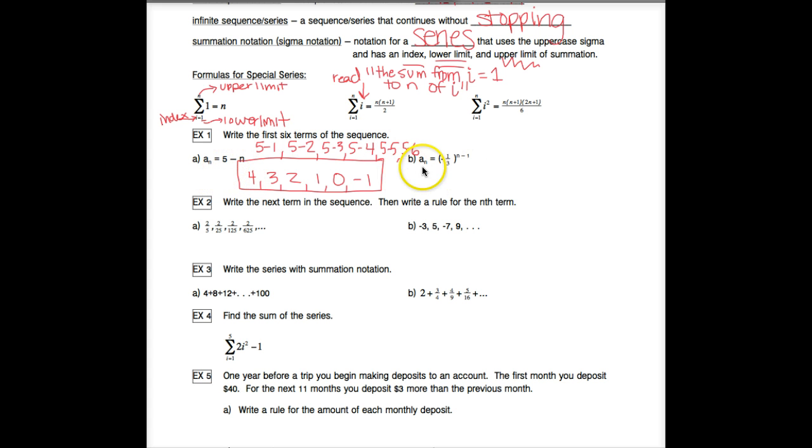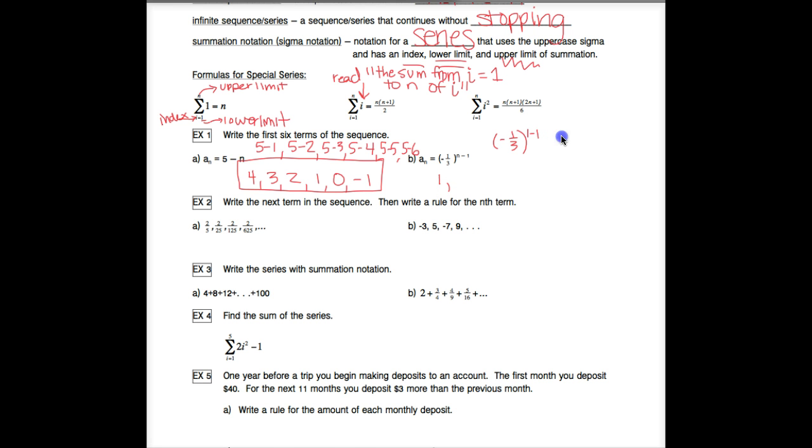So when I do the same thing on B, again, some of you are going to notice a pattern. So you don't necessarily have to write all of this out. If you can do the first 2 and then get the rest, that's great. So on this one, I might do negative 1/3 to the 1 minus 1 and say, okay, 1 minus 1 is 0, anything to the 0 is 1.